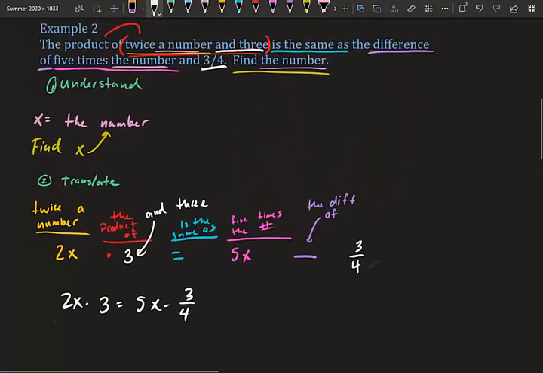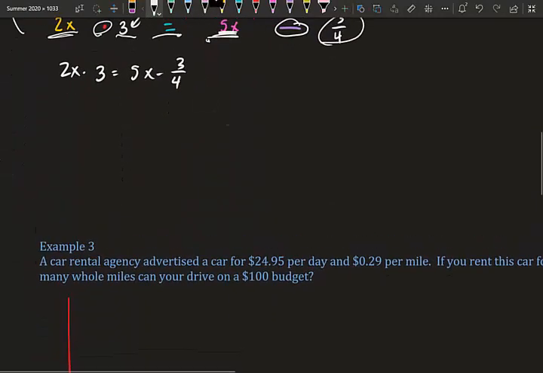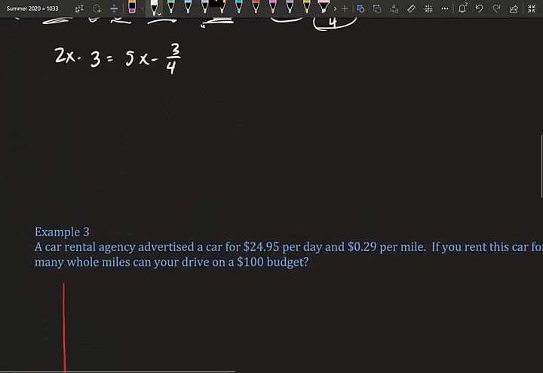Now let's read the sentence again and see if it makes a little more sense now that we have the numbers. So read with me in the orange. The product of twice the number, here's the product of, and 3 is the same as the difference of 5 times the number and 3/4. Alright, so we translated it into math talk.